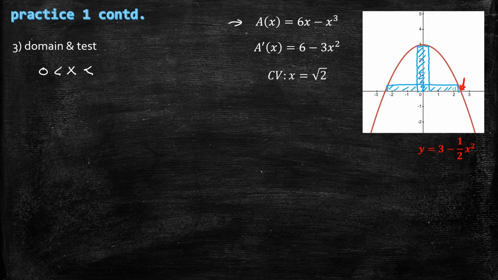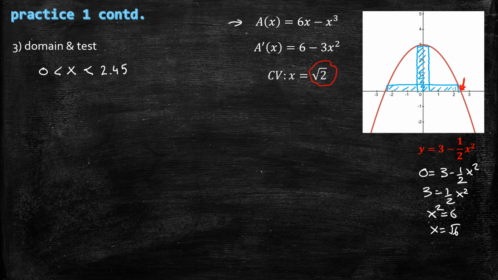So let's find that x-intercept, and that would be 0 equals 3 minus a half x squared, 3 equals a half x squared, 6 equals x squared, x equals the square root of 6, and that is about 2.45. So we realize that x has to be between 0 and 2.45. But notice that the endpoints don't really count because they don't generate rectangles. So our critical value, square root of 2, is approximately 1 point something.